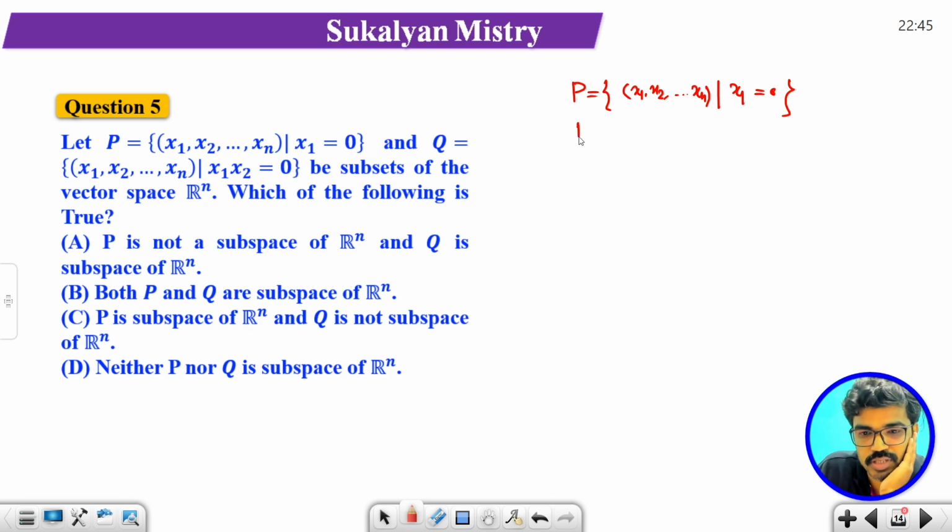If we were in 2 dimensions, suppose P is equal to suppose x, y, okay? Here the first coordinate is 0, right? That means x is equal to 0. Then x is equal to 0, that means this is the y axis, this is the equation of the y axis, right? So this is a straight line passing through the origin, so that is a subspace.